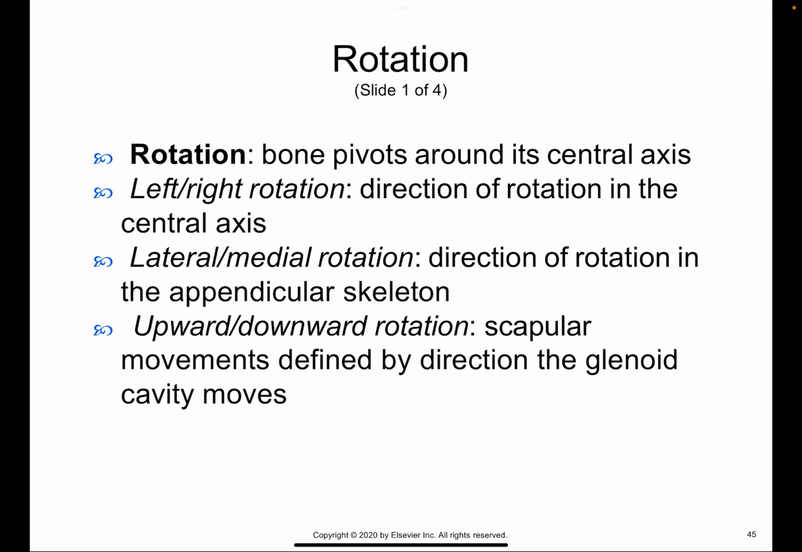Rotation, this is when the bone pivots around its central axis. We have left and right rotation, the direction of rotation in the central axis. There's lateral and medial rotation, which is the rotation in the appendicular skeleton. So left, right is axial, medial, lateral, appendicular. Upward and downward rotation is typically talking about the scapular movements and defined by the direction of the glenoid cavity.